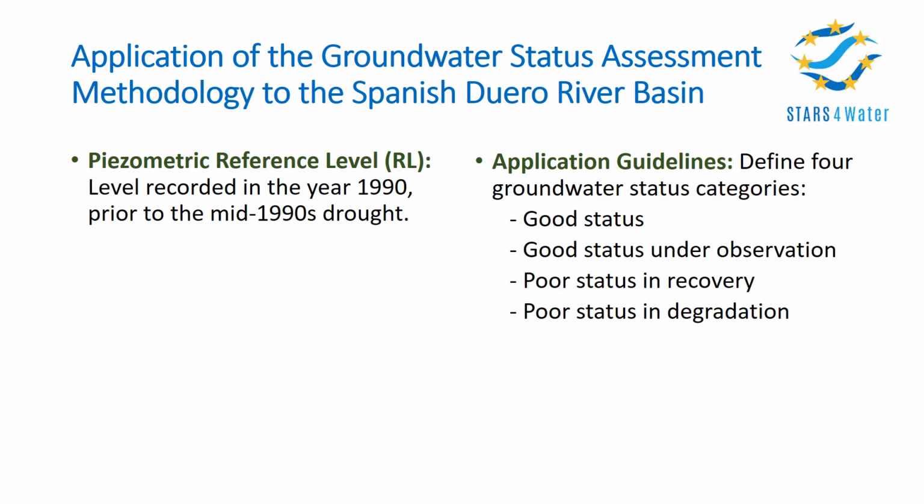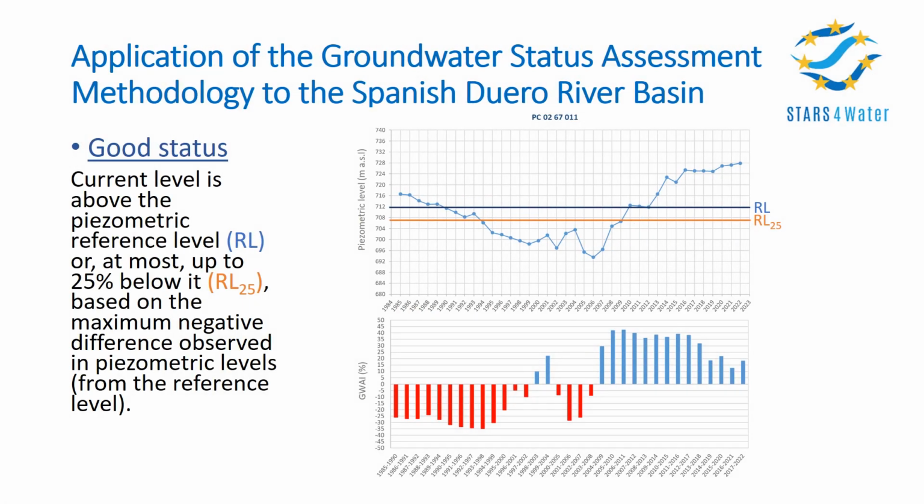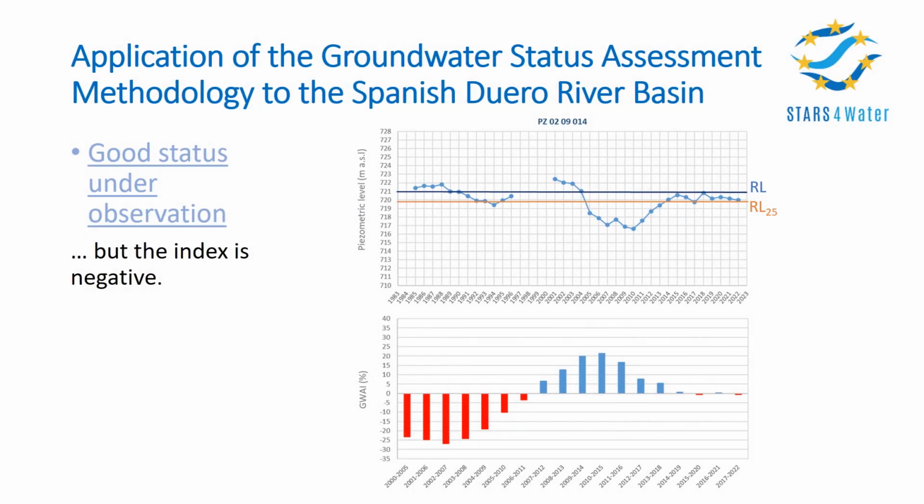The category good status is defined as a current piezometric level that is either above the reference level or at most up to 25% below it. This threshold is based on the maximum negative deviation observed in piezometric levels from the reference year. Good status under observation refers to the same piezometric condition as good status, but the index value is negative.